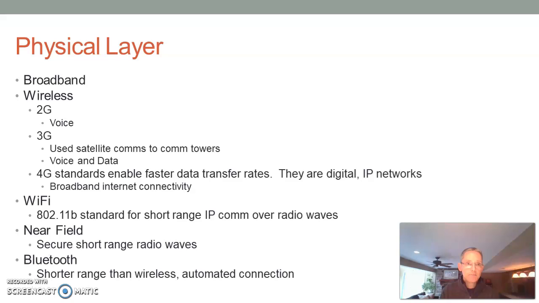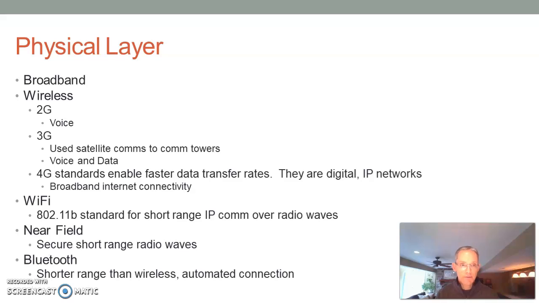Physical layer is then the next step up. So what are we talking about in the physical layer? You're talking about broadband, right? Being able to get internet over your cable system, getting it over DSL. Those are the kinds of things that you're talking about with the physical layer. Wireless connectivity, so radios in your phone that can listen and then interpret the bits that are coming in. 2G was great for voice. 3G got us satellite comms and comm towers, voice and data. 4G standards enable faster data rates, a digital IP network, and broadband internet connectivity over your phone.